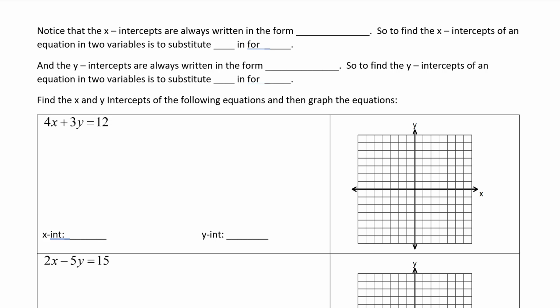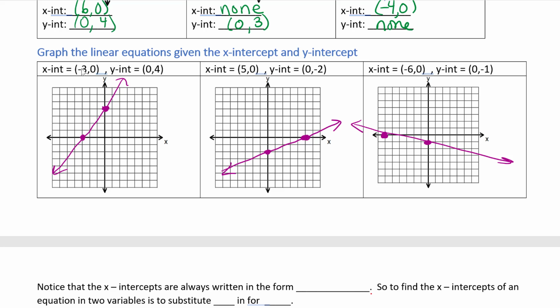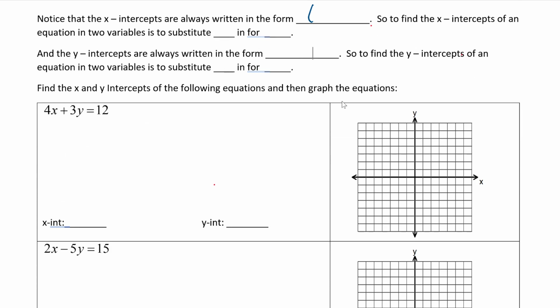Okay, so I want you to notice that the x-intercepts are always written in the same form. If we scroll up here, you can see that all the x-intercepts always have an x value, comma 0, the x value, comma 0, and x value, comma 0. So they're always written in the form some x value, comma 0. I'm just going to put a blank for some number, comma 0.